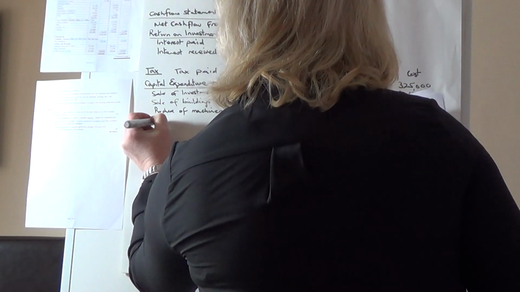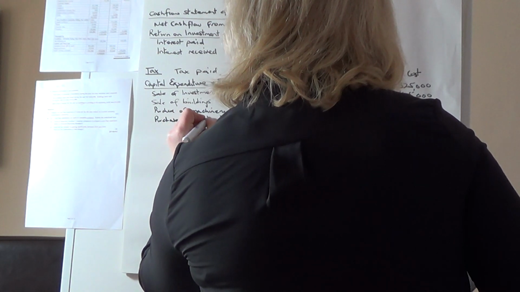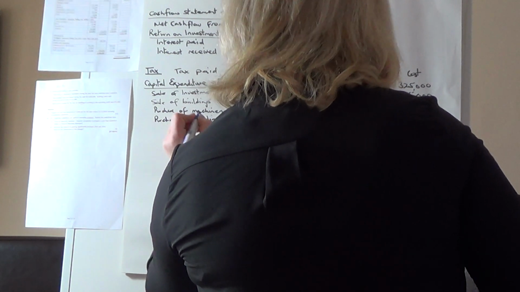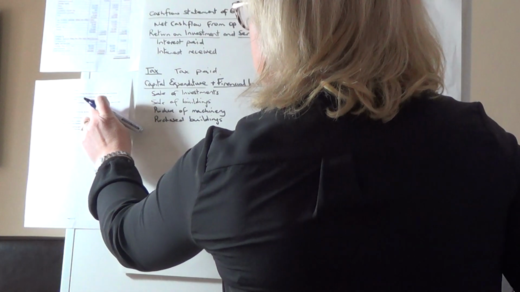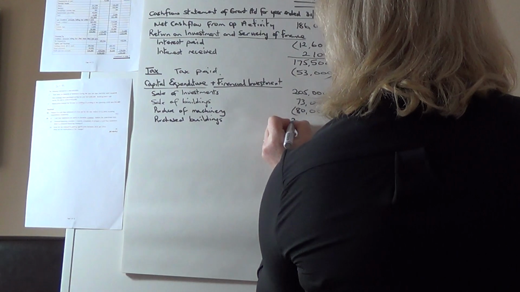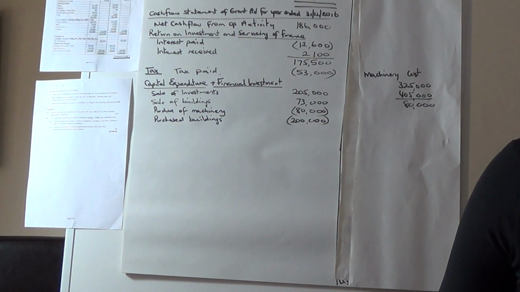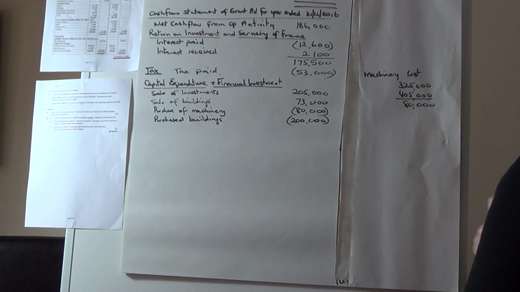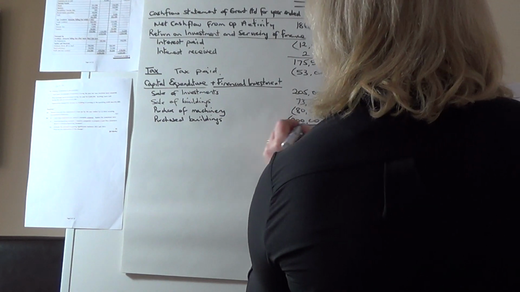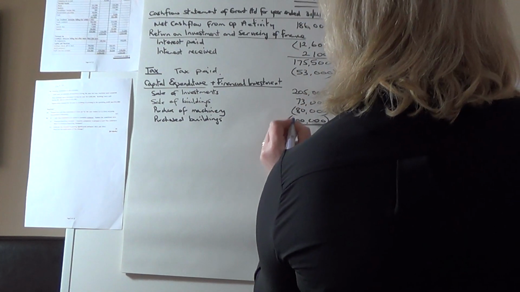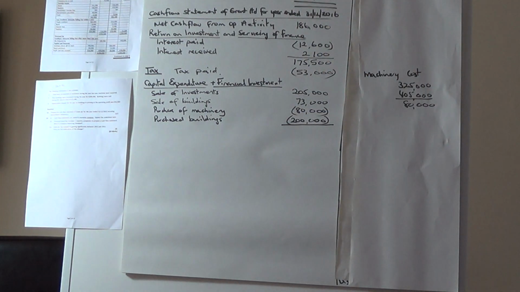We also purchased buildings, and we were actually just given the figure there. We purchased buildings during the year 200,000. So again, that will be a minus to our cash flow. So again, you can just net then at that point again. So we'll retotal.